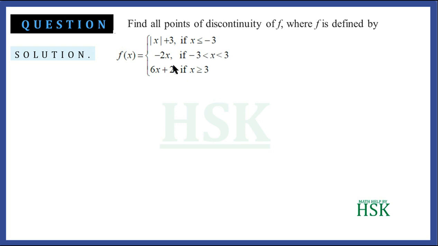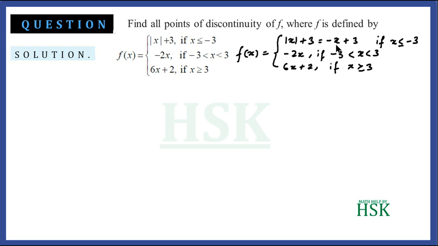Okay, now before that we have to simplify this function. And why? Because this modulus of x is given to us. So this function can be simplified as follows. These two terms will remain as they are because they cannot be simplified further, and f(x) is equal to modulus of x plus 3, which is equal to minus of x plus 3.